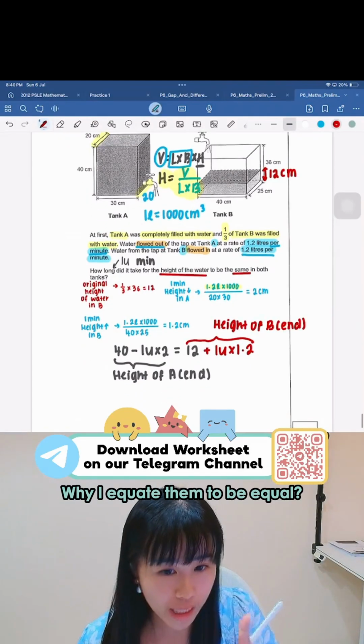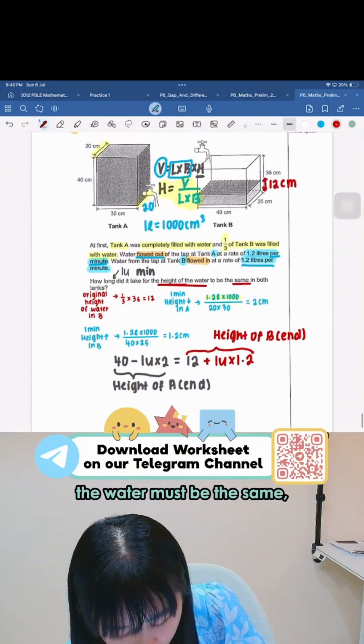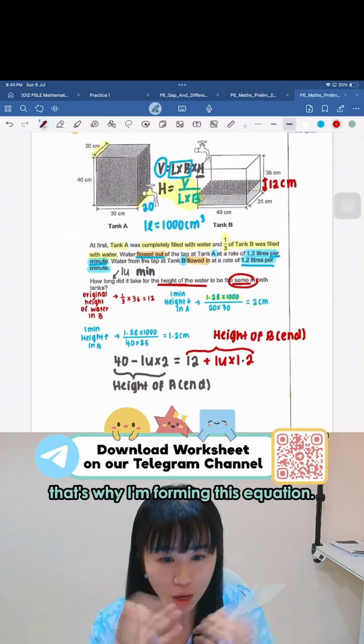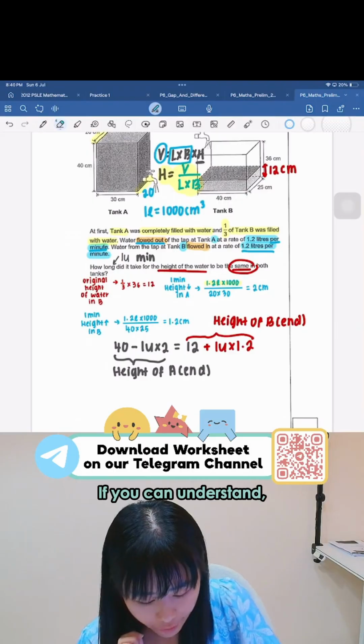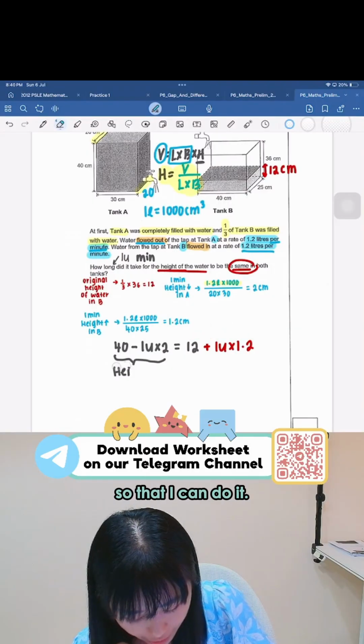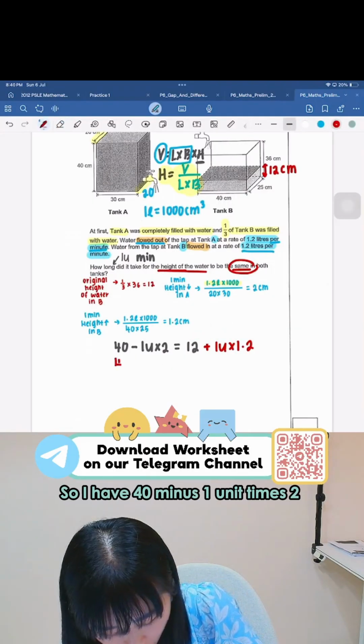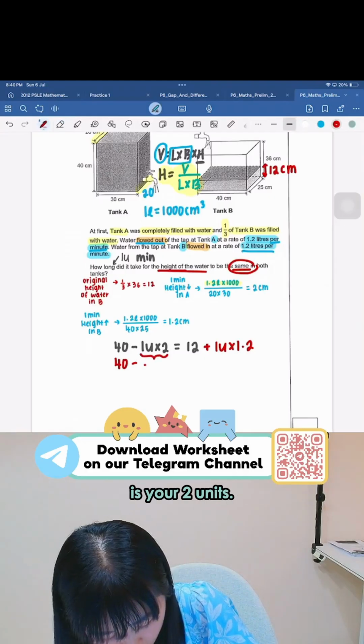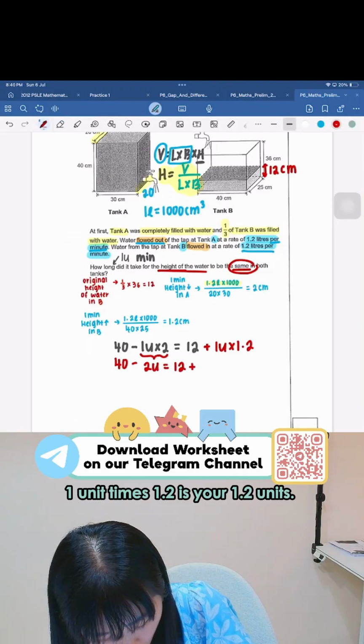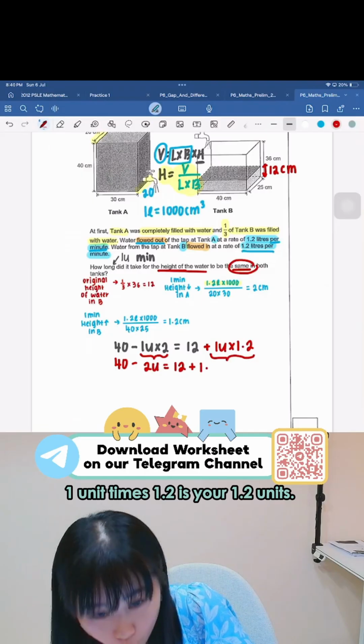Why do I equate them to be equal? Because they say the height of the water must be the same. That's why I'm forming this equation. Okay, if you can understand, now I'm going to erase all this so that I can do it. So I have 40 minus 1 unit times 2, which is your 2 unit, and 1 unit times 1.2 is your 1.2 unit.